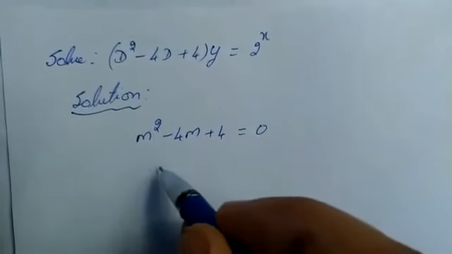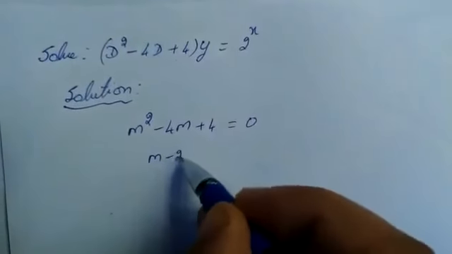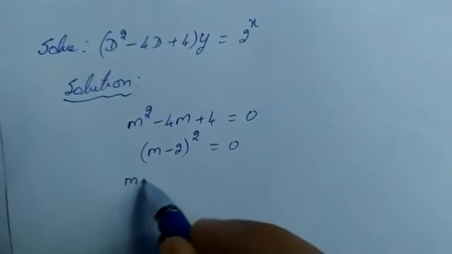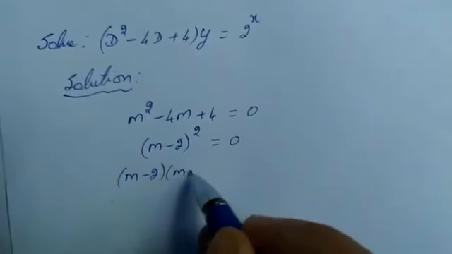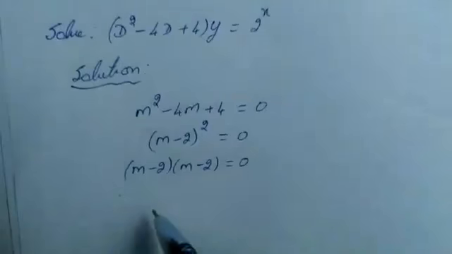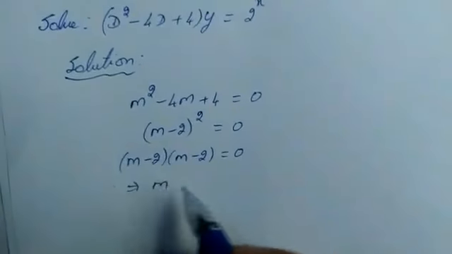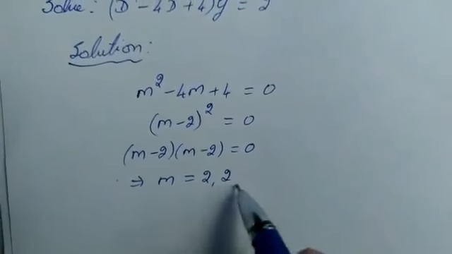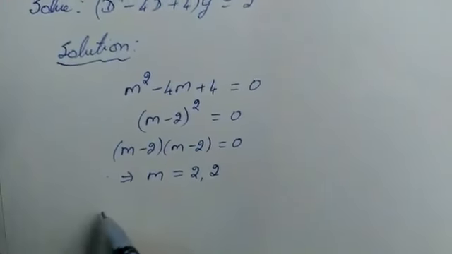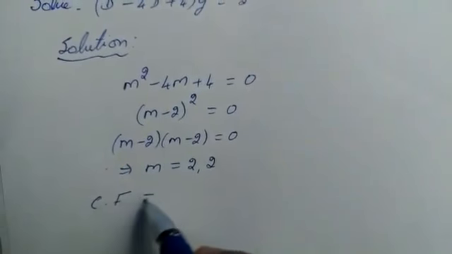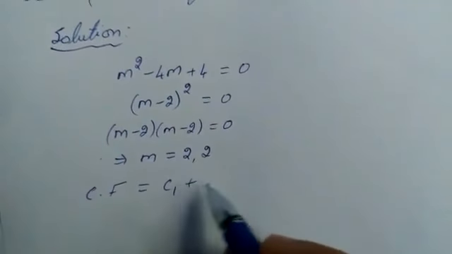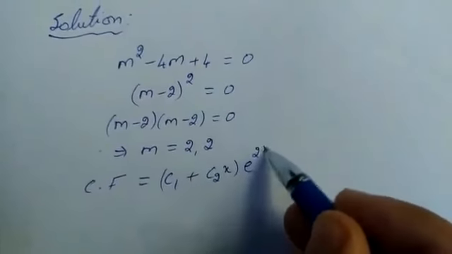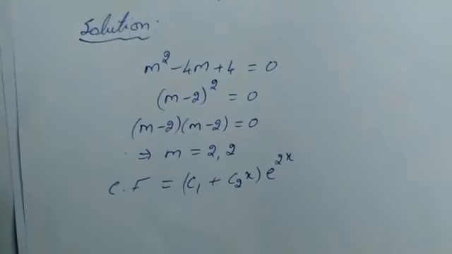To solve this, this will be (m minus 2) the whole square equal to 0. That is, (m minus 2) into (m minus 2) equal to 0. So, we get m equal to 2, 2. So, here the roots are real and equal. If the roots are real and equal, then the complementary function will be (c1 plus c2 x) into e raised to 2x. This is the complementary function.